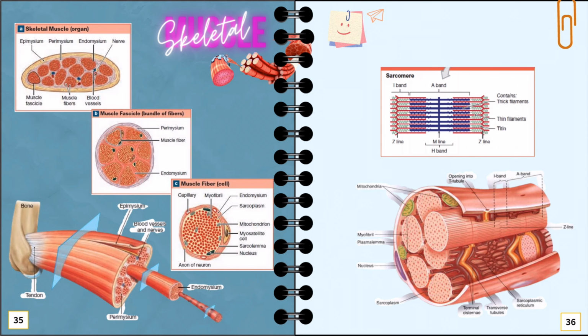Here we can see the levels of functional organization in skeletal muscle, which start with the skeletal muscle organ, move on to the muscle fascicle, which is the bundle of fibers, and then muscle fiber, which is cells, and move on lastly to the sarcomere.